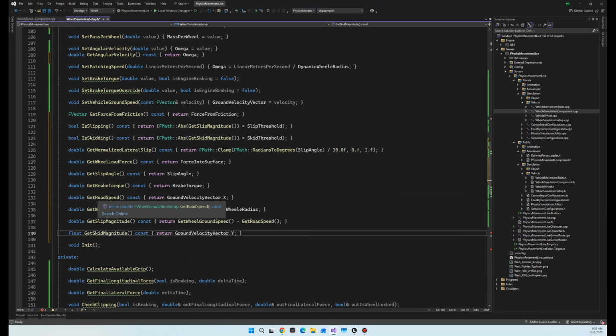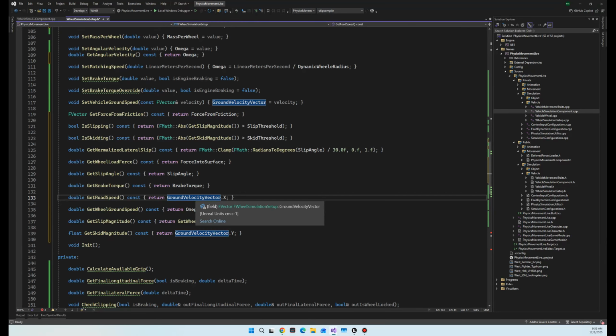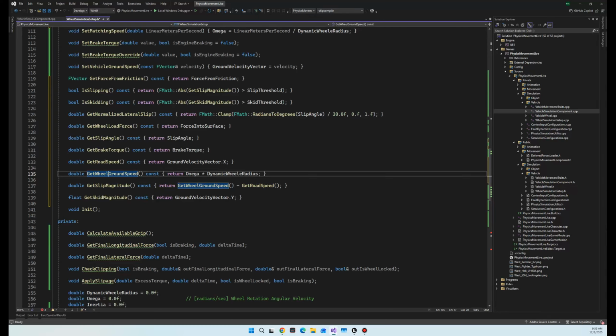All right, so road speed, this is getting the road speed, which is the ground velocity at x. So here we have the vehicle ground speed, right? But road speed is only in the x direction. We don't care about the y direction. Then we have the get wheel ground speed, which is again the omega times the wheel radius. And then we have the slip magnitude. So this is, as you can see here, are we slipping? This is the wheel ground speed minus the road speed.